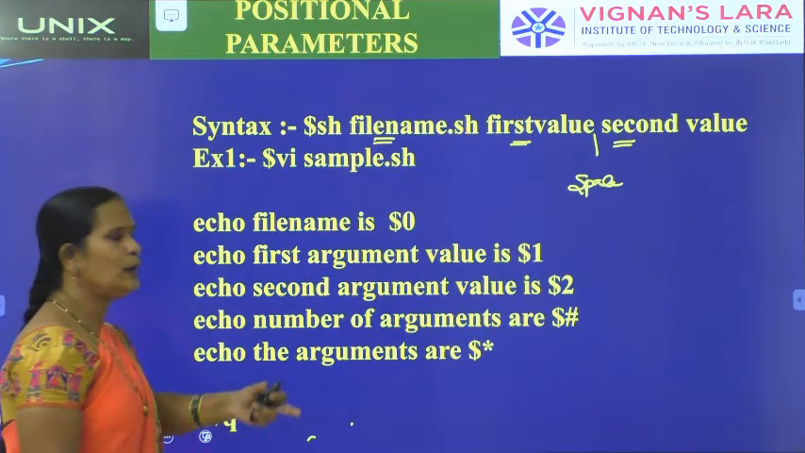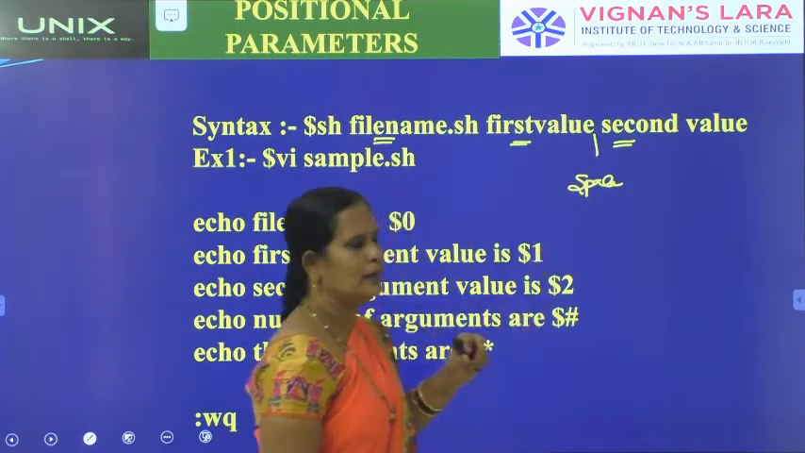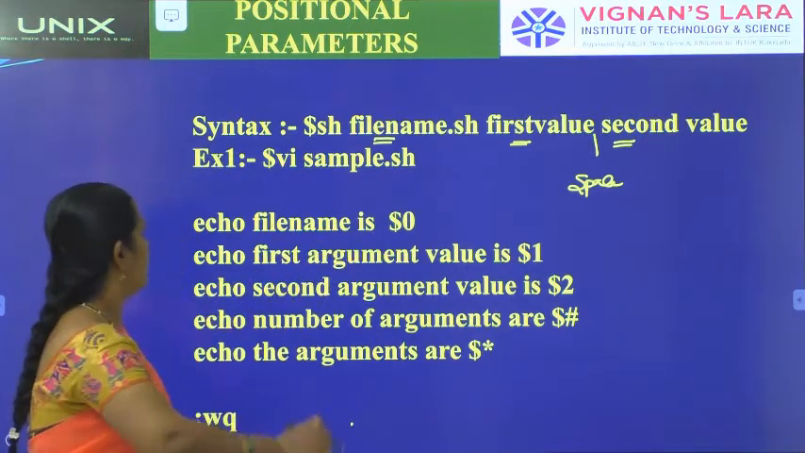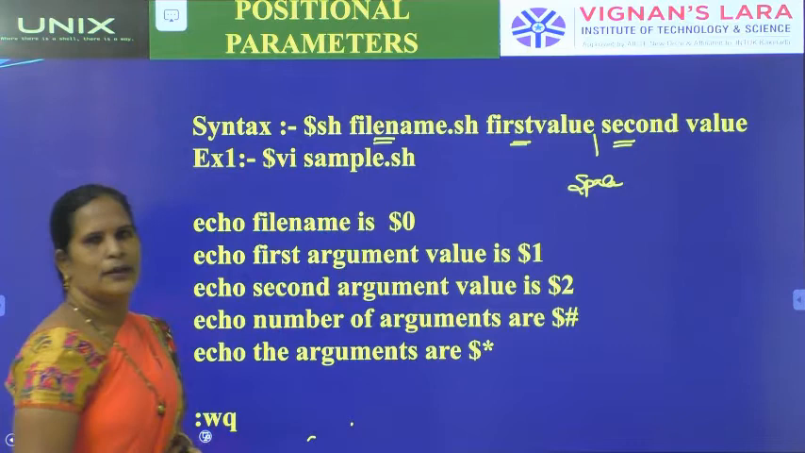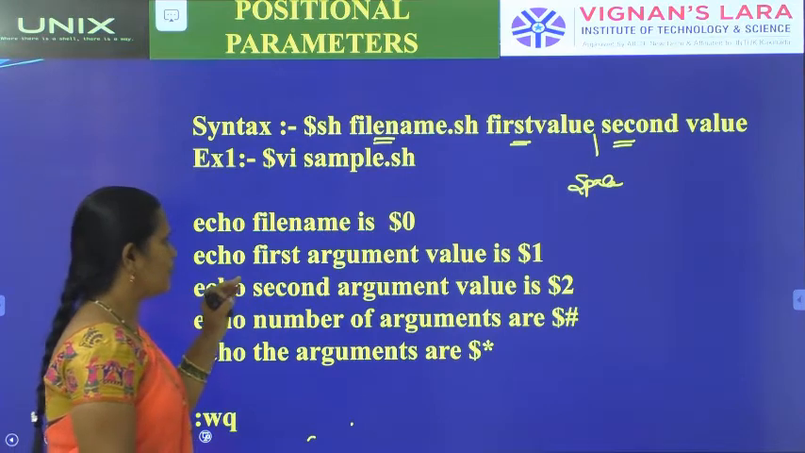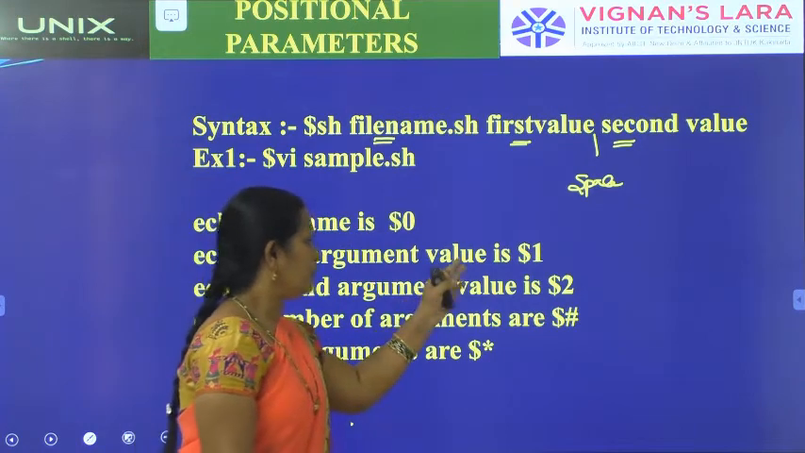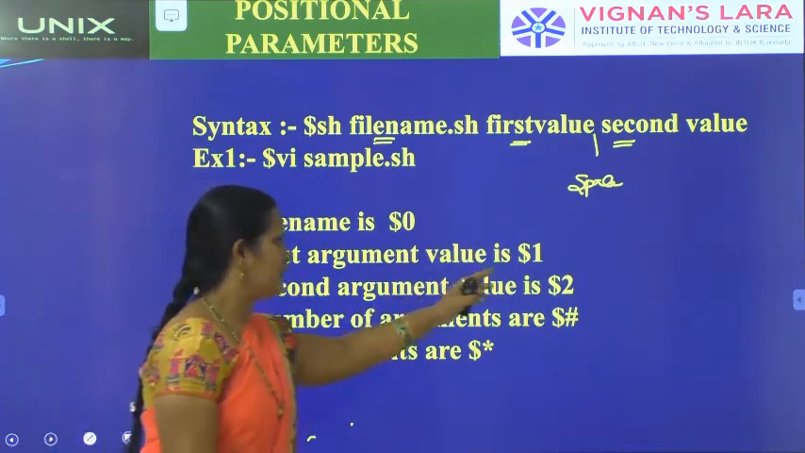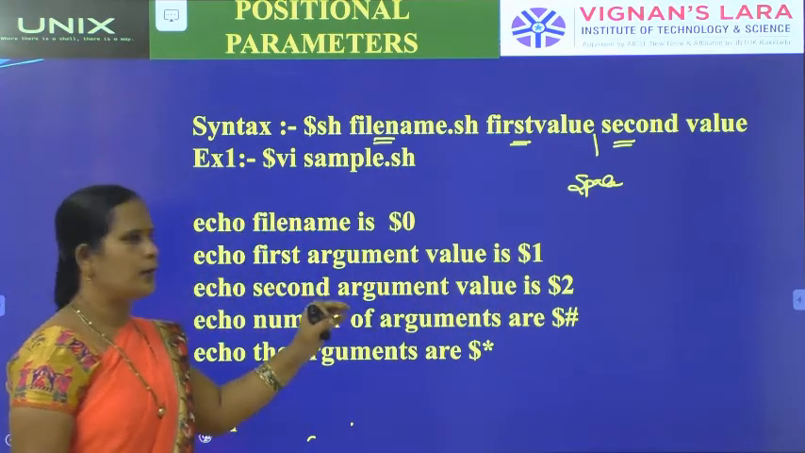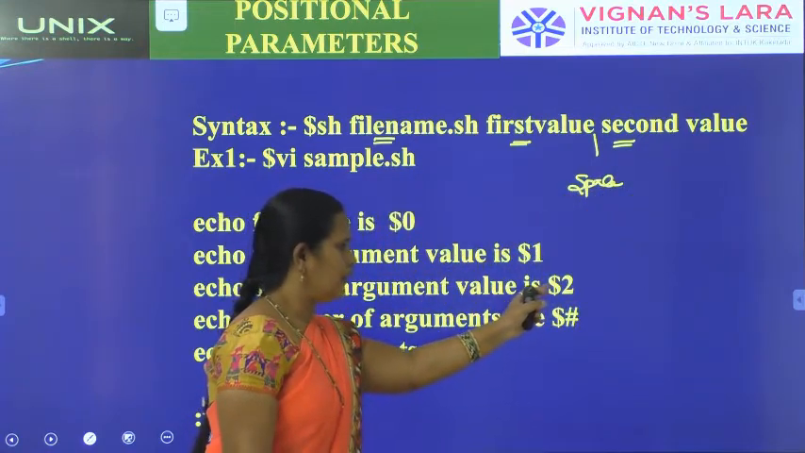A simple program: I just want to print these two values, the first value and the second value. Observe clearly. Echo space file name is. Here $0 indicates the file name, so to view the file name I have to specify $0. Next, echo space first argument value is, and to get the value of that variable you specify $1. Next, echo space second argument value is, and to get that value you specify $2.